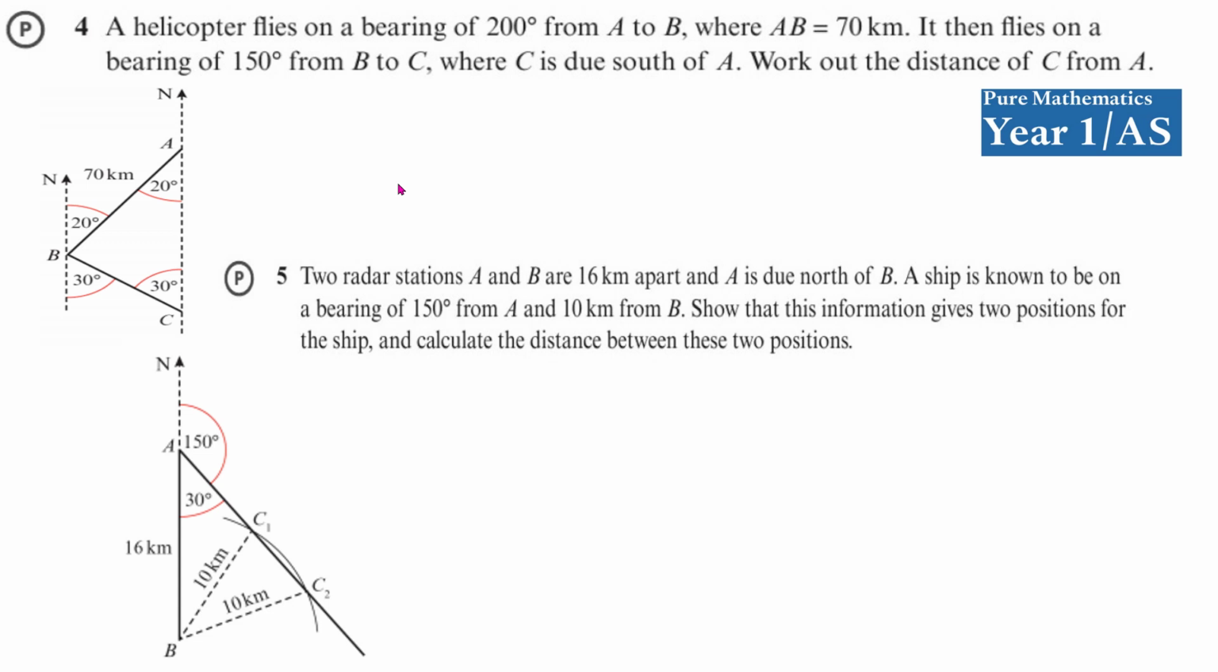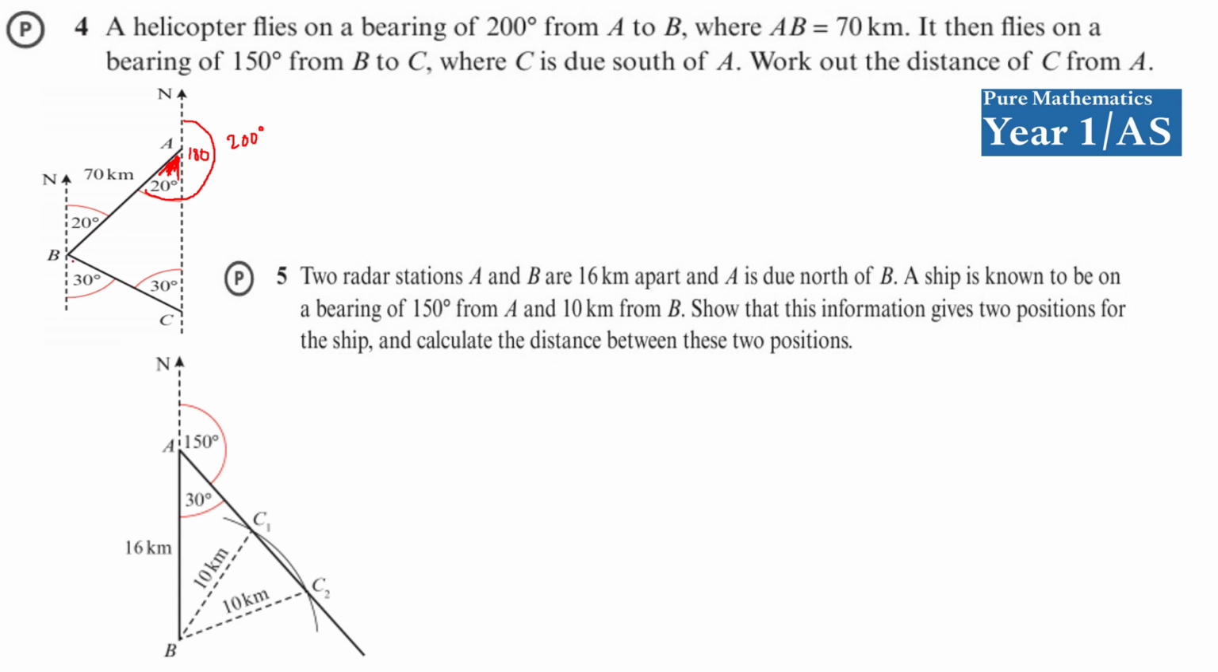Right, so a helicopter flies on a bearing of 200 degrees from A to B, where AB equals 70 kilometers. So using this diagram, it's from A to B. This is where you get the 70 kilometers from. Now, bearings is always from due north. So this whole thing here is 200 degrees. This is a straight line, so that makes that 180. So this explains where the 20 degrees come from. So this really helps you out with this question.